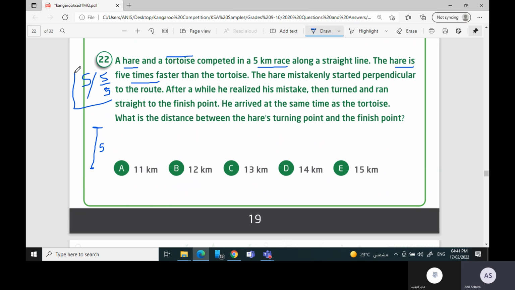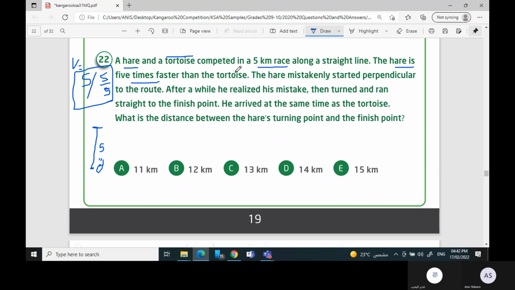Okay, let's put it. And I'm going to denote it by V because, of course, all of you took it in physics. So the speed is respectively S and S over 5. And the distance D is equal to 5. So D is equal to 5.